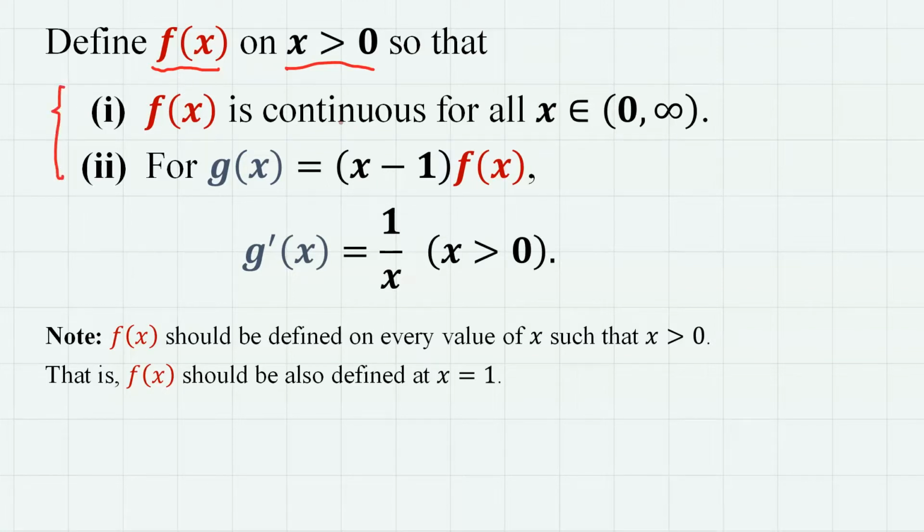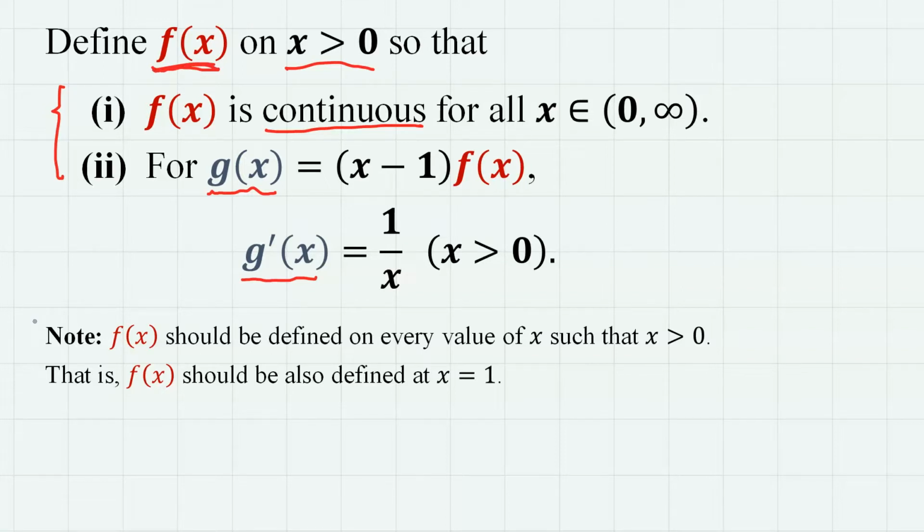So first, f(x) should be continuous for all positive real numbers x. And second, if we define g(x) as (x minus 1) times f(x), then g prime of x, the derivative of g(x), is 1 over x. Of course, for positive x. Alright, so how can we find this function f(x)?